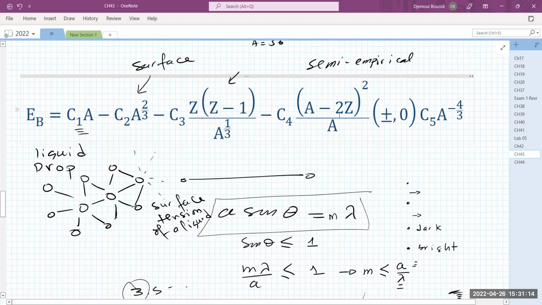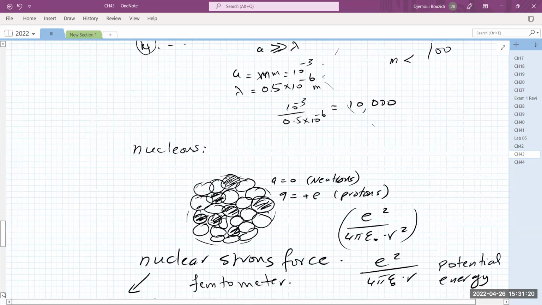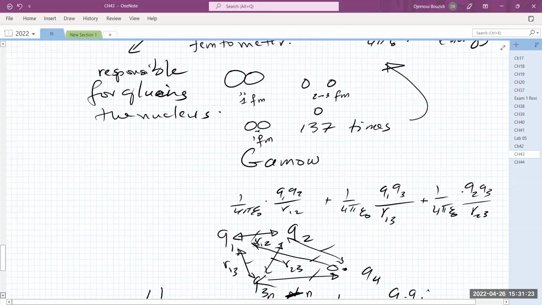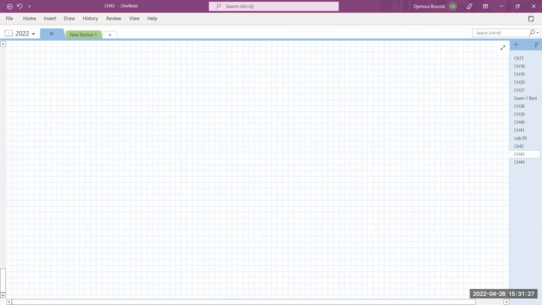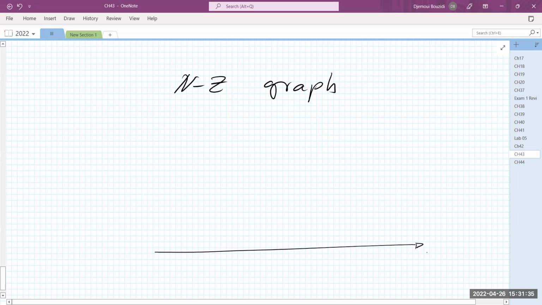Now, what's up with this term? Let me draw the graph so that you can see exactly what I'm talking about in here. This is experimental data. This is the NZ graph. If I plot on the x-axis, Z, this is the number of protons.